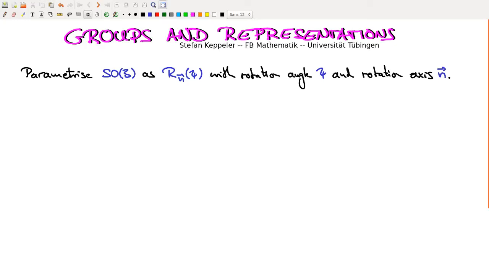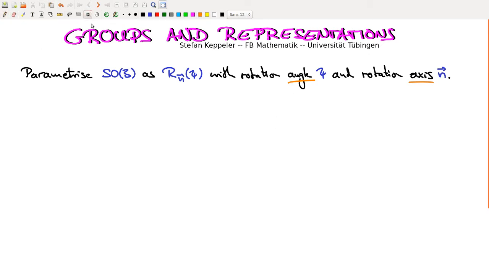Let's study some global properties of SO(3) by looking at an explicit parametrization. So we parameterize SO(3) rotation matrices like this. We write R_n(ψ), R index n of psi. So that's the rotation by the angle ψ about axis n. This is known as axis-angle parametrization.